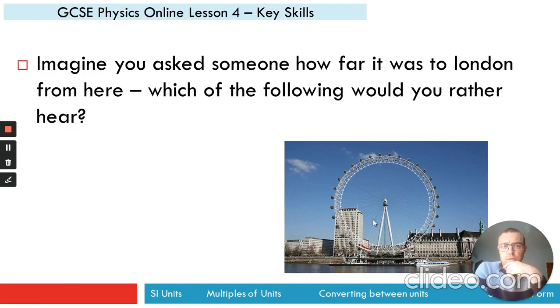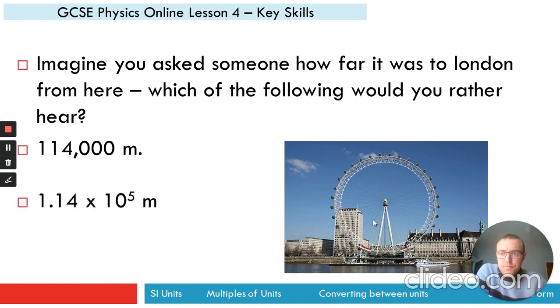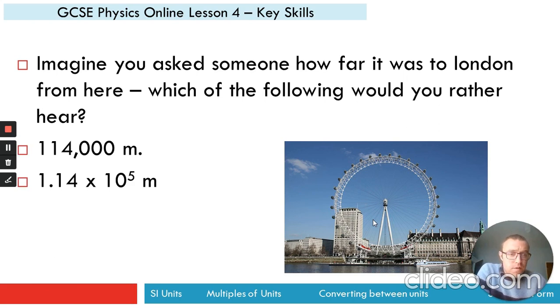Imagine you asked someone how far it was to London from here, from Hastings. Which of the following would you rather hear? 114,000 meters, 1.14 times 10 to the 5 meters, or 114 kilometres? I know which one I'd rather hear, which one makes most sense to me, and that is 114 kilometres.